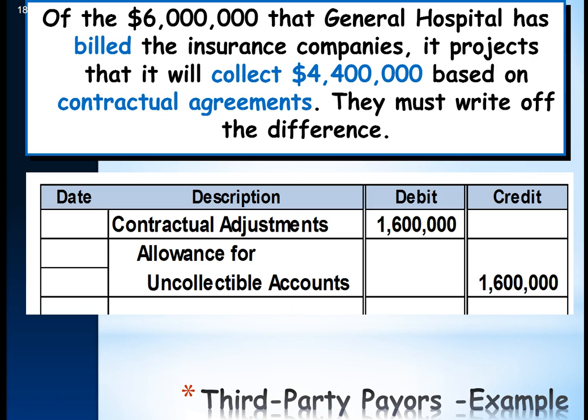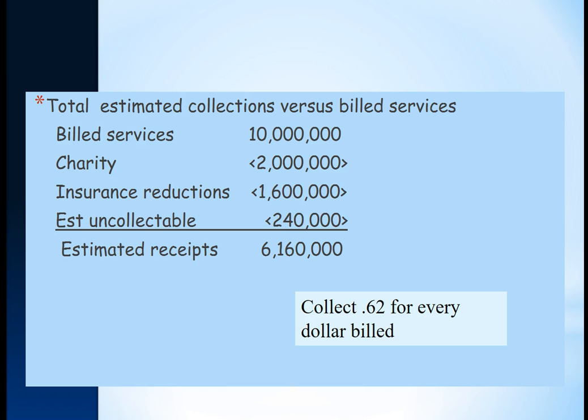So now, in summary, of that original $10 million that we billed, based on all of these adjustments, their actual estimated receipts are $6,160,000, or for every dollar they bill, they get 62 cents if they're lucky. That concludes the presentation on accounting for not-for-profit healthcare providers.